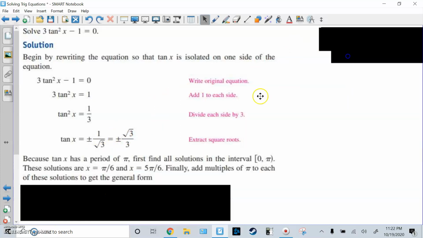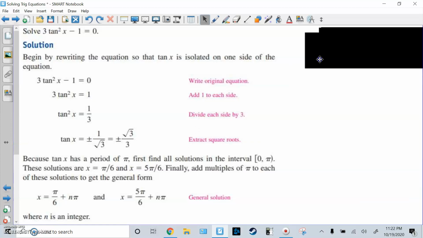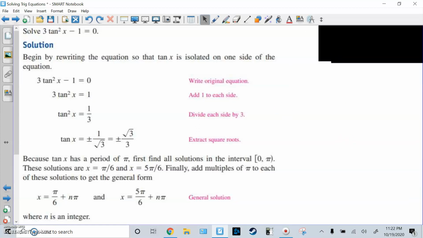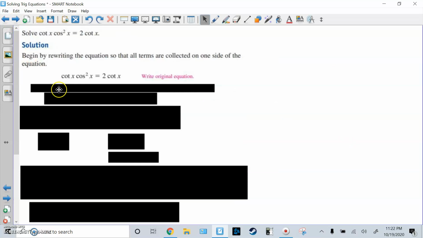Now tangent has a period of pi. So between 0 and pi, where is it positive root 3 over 3 and negative root 3 over 3? Well, that's pi over 6 and 5 pi over 6. Then we add periods to them, a full pi, to get all solutions possible, the general solution. Here's another one.